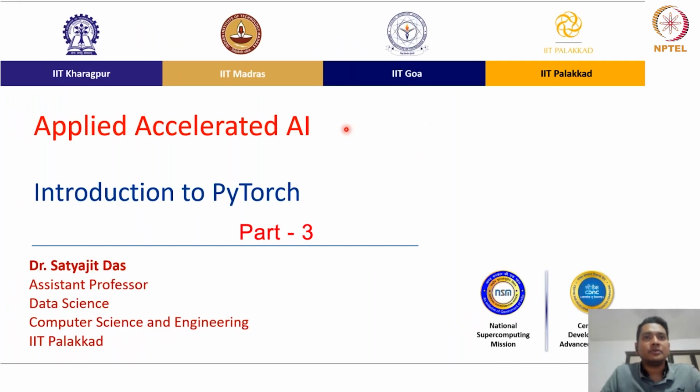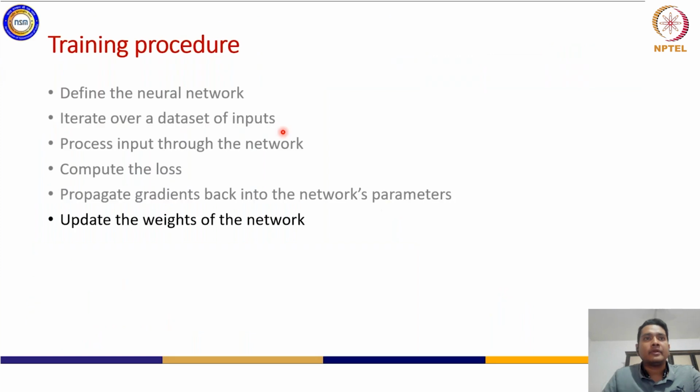Good evening, everybody. In the last session, we started with the entire training pipeline for implementation in PyTorch for different neural networks. The pipeline is almost similar. If we just recap, first we have to define the neural network, then iterate over the data set of inputs, and then process the inputs through the network because you have to do the forward pass. And then after the prediction output from the network, you need to compute the loss.